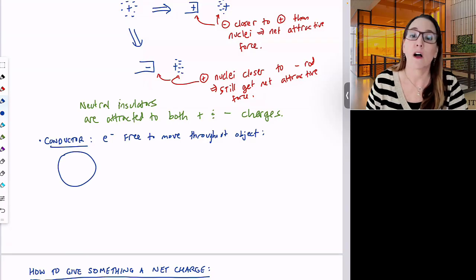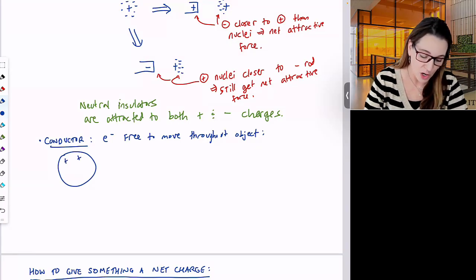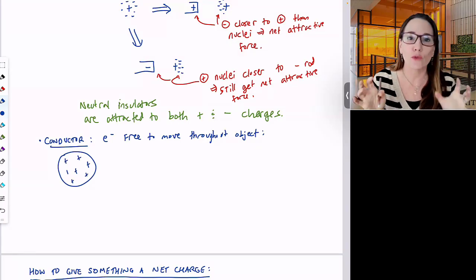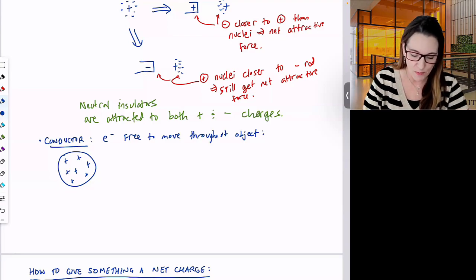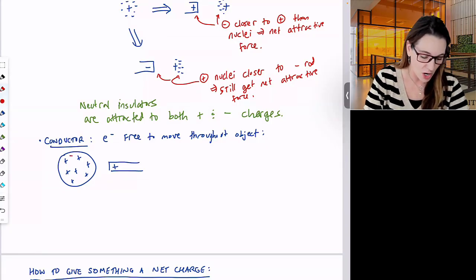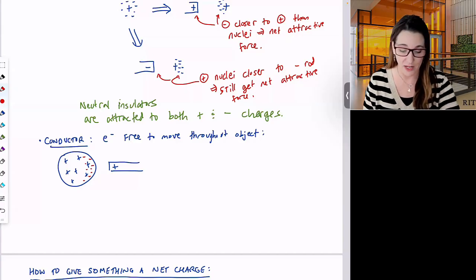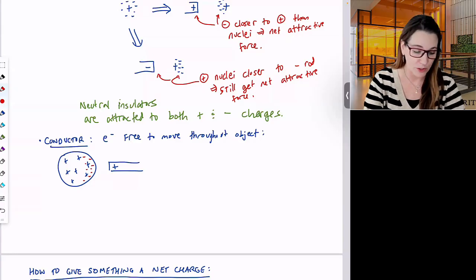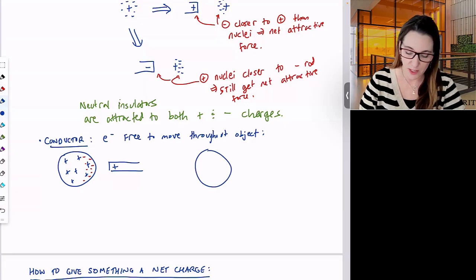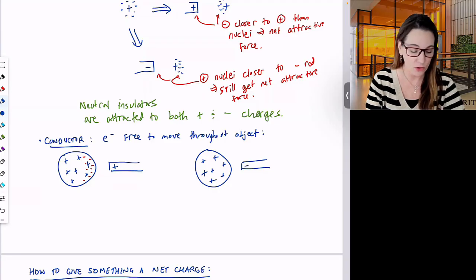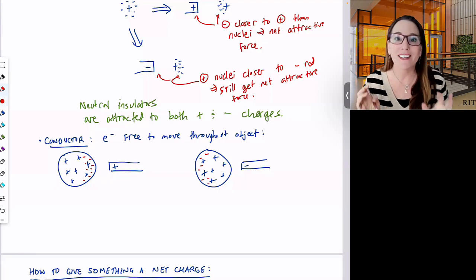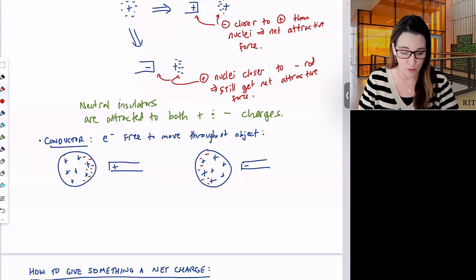If I have an object that has a bunch of positive nuclei, and those are the things that are fixed in the object, and then I bring a positive charge near this, then all the electrons are going to be attracted to that positive charge and they'll collect on that side. So we get a net attractive force in that scenario. If I have that same object and now I bring a negative charge near it, that negative charge scares away all of the electrons. But now what happens is I still have a net attractive force.